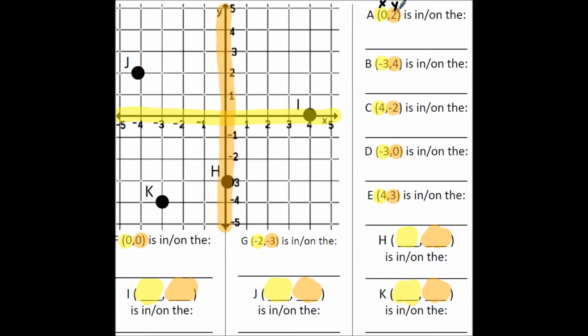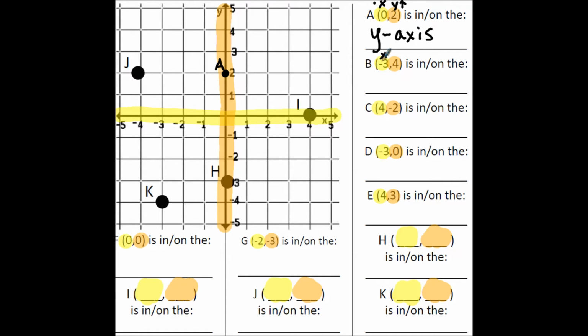Now for A, we have our x-coordinate and then our y-coordinate. So for an x of 0, we're going to stay the same, and for a positive y, we're going to go up. So we're going to stay in the center and then go up 2, and make a point. We're going to label that point as point A, and that point ends up being on our y-axis.